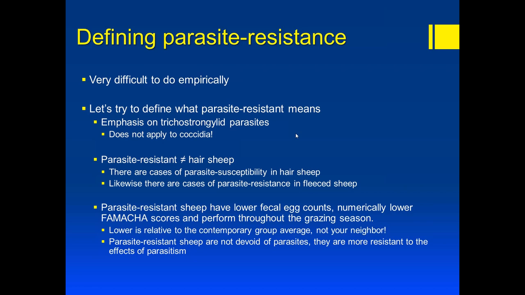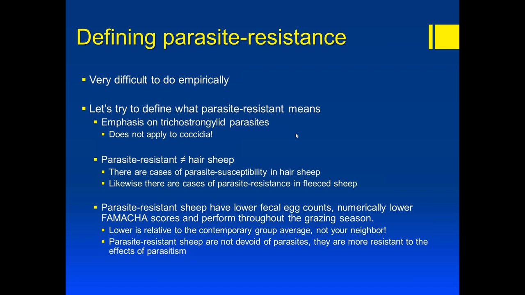So for all intents and purposes, for this particular talk today, we're going to refer to parasite-resistant sheep as animals that have lower fecal egg counts throughout the grazing season. They have a numerically lower FAMACHA score, which means a 1 or a 2, and they perform throughout the grazing season. So these animals aren't susceptible to the effects of parasitism, where you get a lot of weight loss. You get animals that are poor doing on pastures.